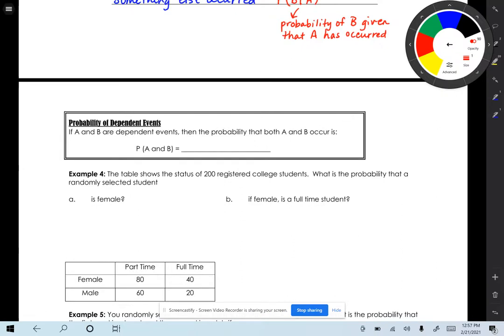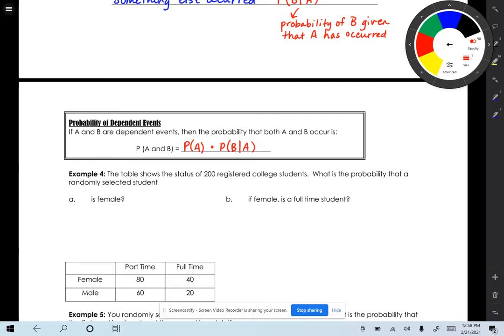So the probability of independent events, you just multiplied the individual probabilities. Well, if it's dependent events, then the probability that both A and B occur, so the left side is still probability of A and B, but it's equal to this. It's the probability of A times the probability not just of B, but of B given that A has occurred. So remember, that's the probability of B given that A has occurred. And I don't need to rewrite that because you have it up above.